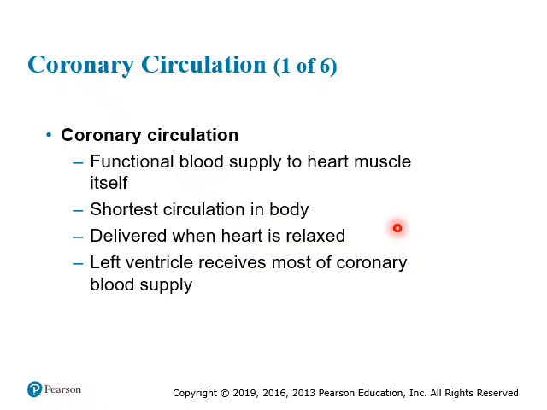Now, let's go to coronary circulation. You think that your brain needs blood, your lungs need blood, your vital organs, your liver, your kidneys, your spleen need blood. They all need blood. Blood is needed all over the body. As a matter of fact, your skin is a reservoir of blood.